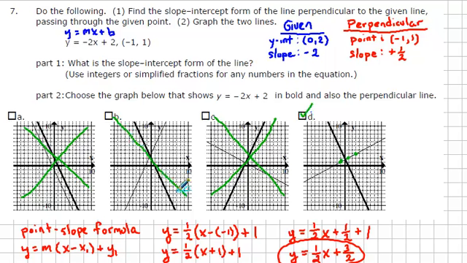B is out because the two lines, although they intersect, they do not intersect at a right angle.